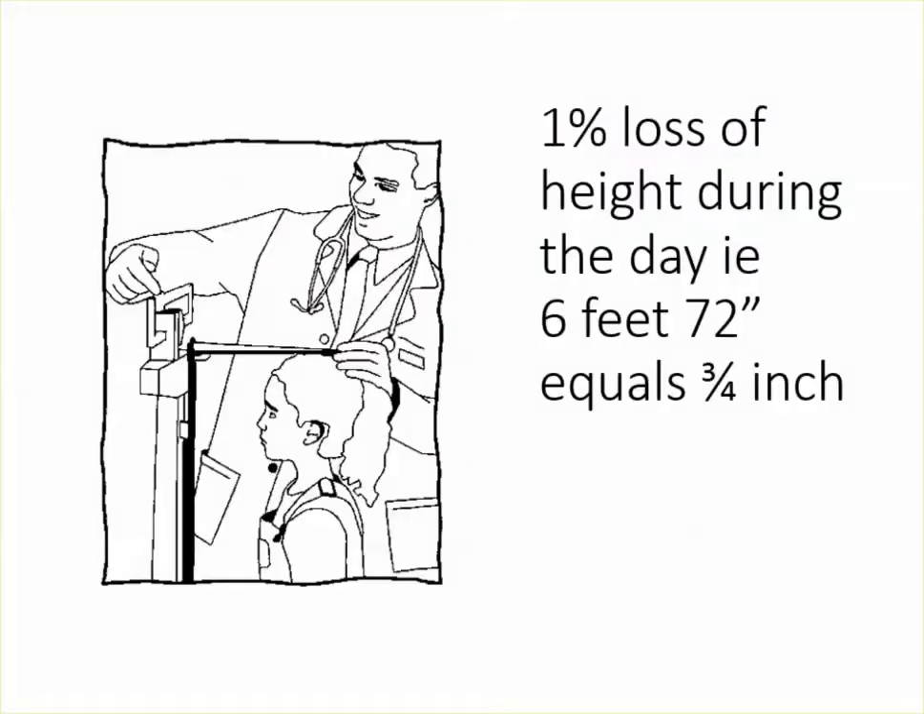Okay, another fact is at the end of the day, you lose about 1% of your height. So if you're 6 feet tall or 72 inches, if you measure yourself at the end of the day, you're 5'11 and a quarter. So basically, at the end of the day, you shrink. And the thought is it's from the pull of gravity on your discs tends to compress them.